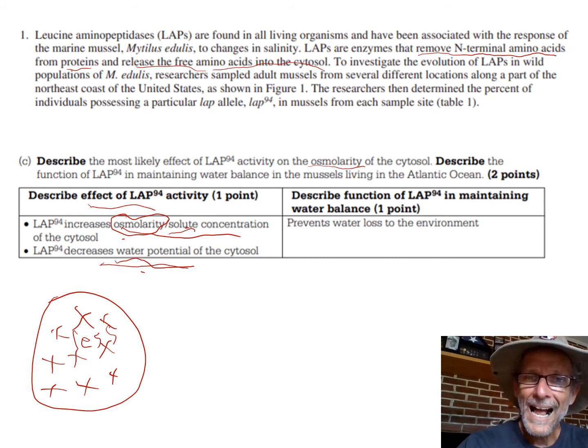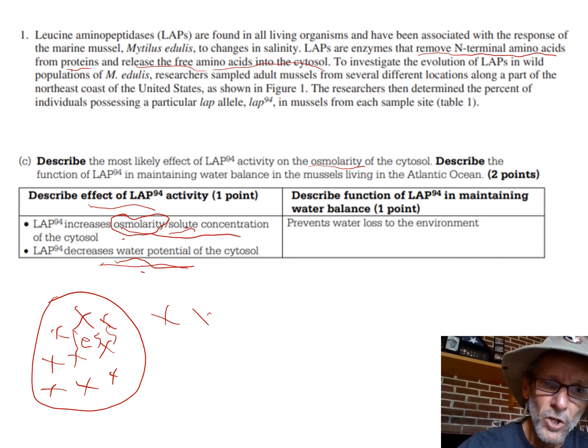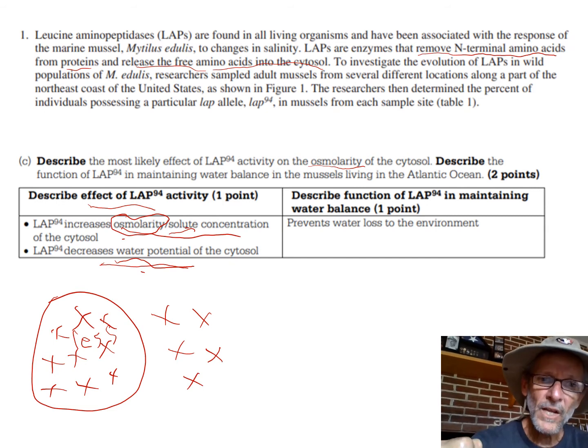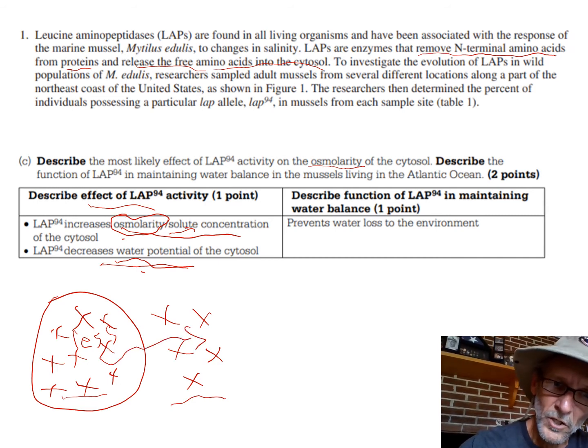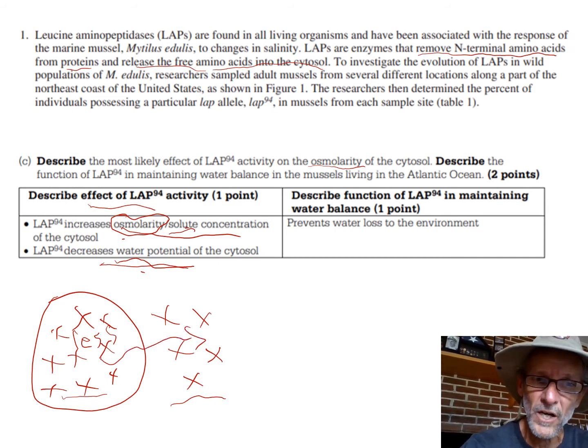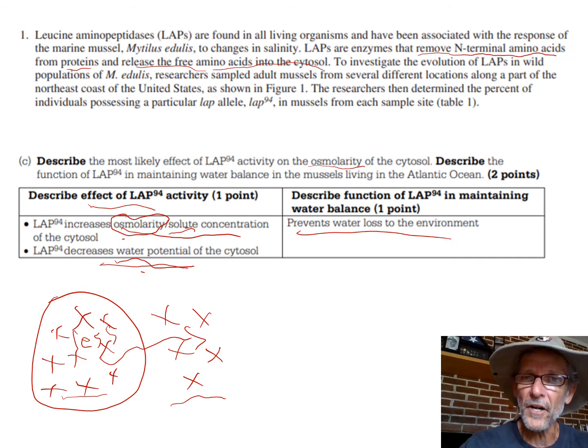Okay, so how does this help these maintain water balance? Well, if it's real salty out here, and it showed before that in salty water the frequency of this gene, and therefore this protein, and therefore the concentration of it increases, that means it's less likely that these things are going to lose water because their cytoplasm has become more concentrated. So preventing water loss to the environment is all they're looking for. Again, no explanation necessary. Don't go into why. Save time, don't go into why.